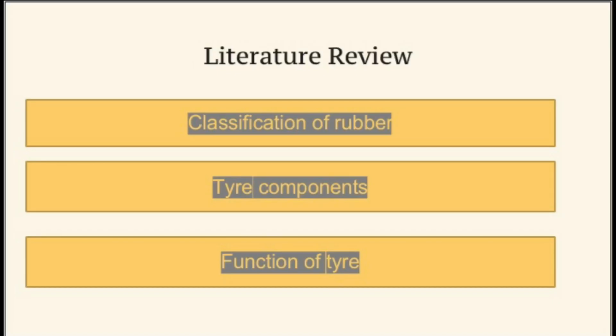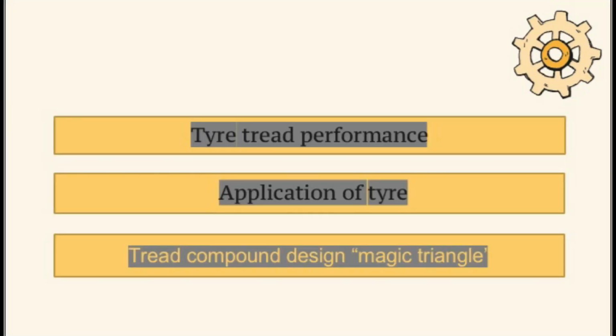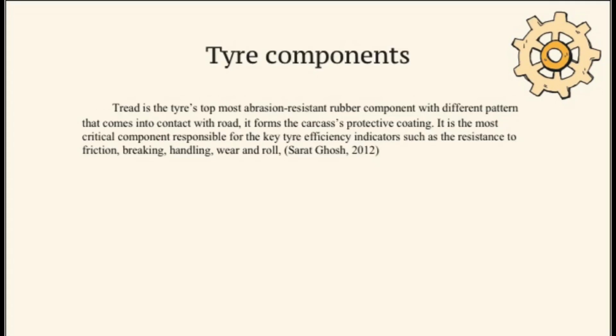Next is literature review. Classification of rubber, tyre component, function of tyre. Function of tyre, according to Saraghosh 2012, state a tyre function can be considered in relation to three specific roles, which is stability of the vehicle, comfort, and stability of the vehicle. Vehicle stability, including cornering, steering reaction, and abrasion, work laterally, and comfort force act vertically. Next is tyre tread performance, application of tyre and tread compound design, magic triangle.